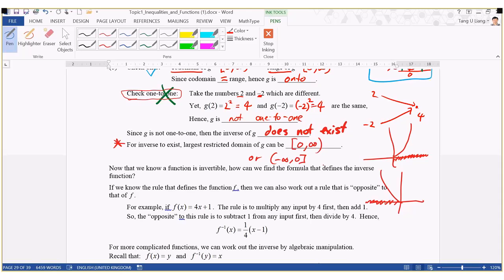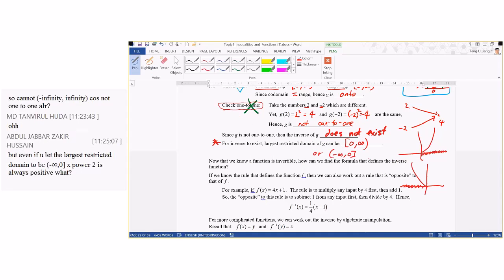If you let the largest restricted domain be such that x squared is always positive, yes, that's true. But you see, yes, x squared is always positive, but the input that maps to this positive number is only one. It's only a negative number. That's what we want actually. Single output, there's one input mapping towards it. Okay, good.